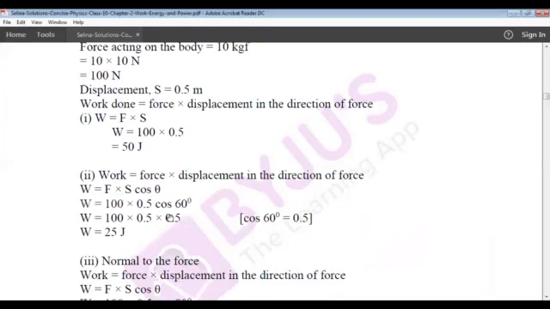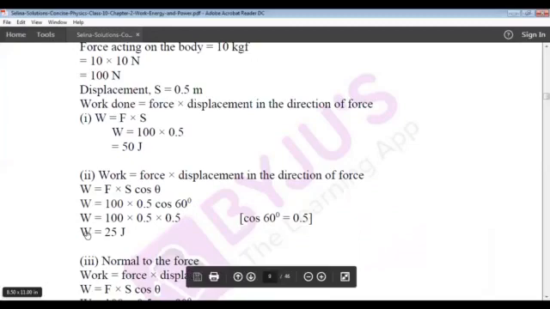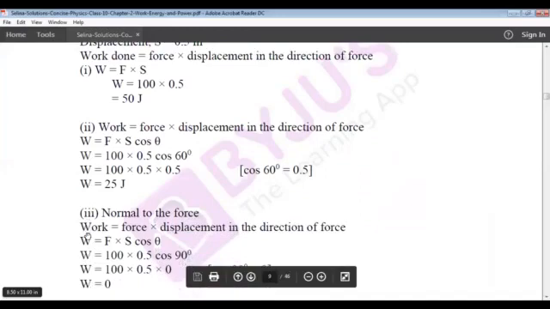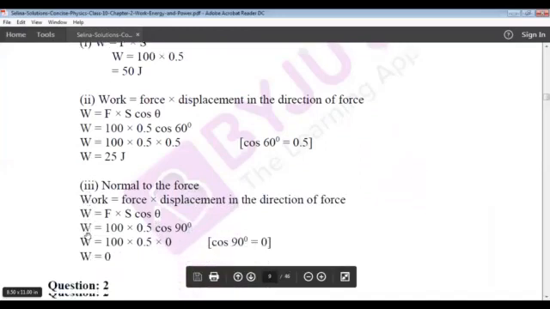Value of cos 60 is 0.5. Therefore, the work done is how much? It is 25 joules. Next, find the work done when the displacement is normal to the force.